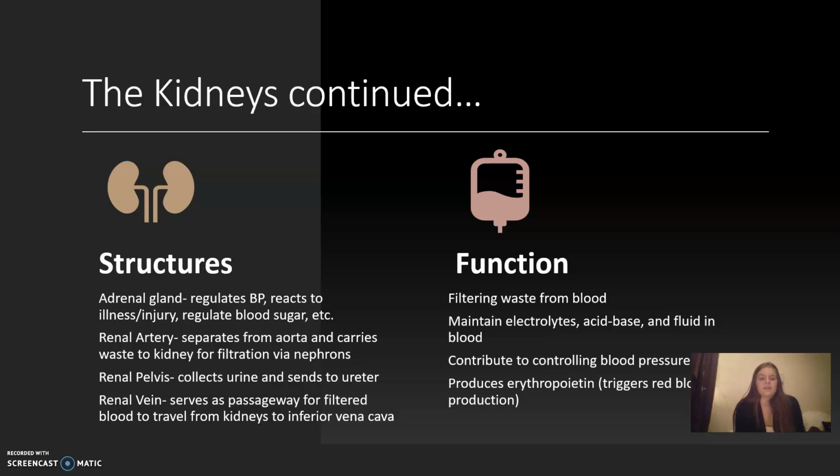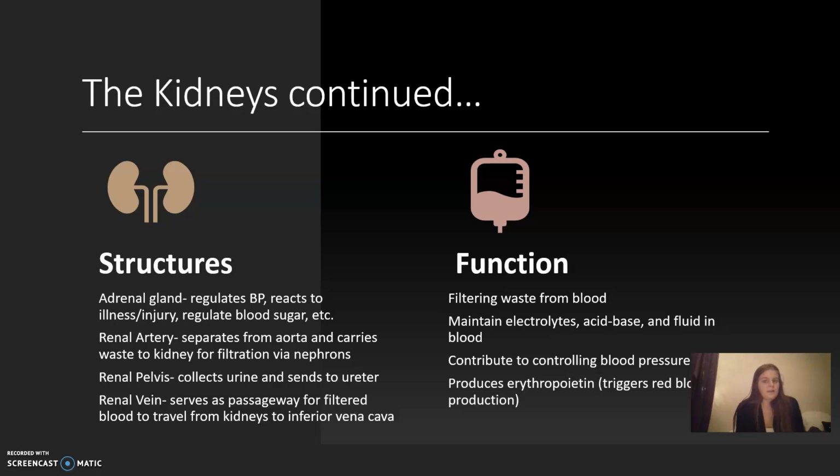The renal artery is what separates the aorta from the kidney, and it brings waste to the nephrons for filtration. The renal pelvis is where all of the urine pools together before it is excreted, and the renal vein kind of serves as like a highway from the kidney to the inferior vena cava, so the blood can then be recycled and reused.